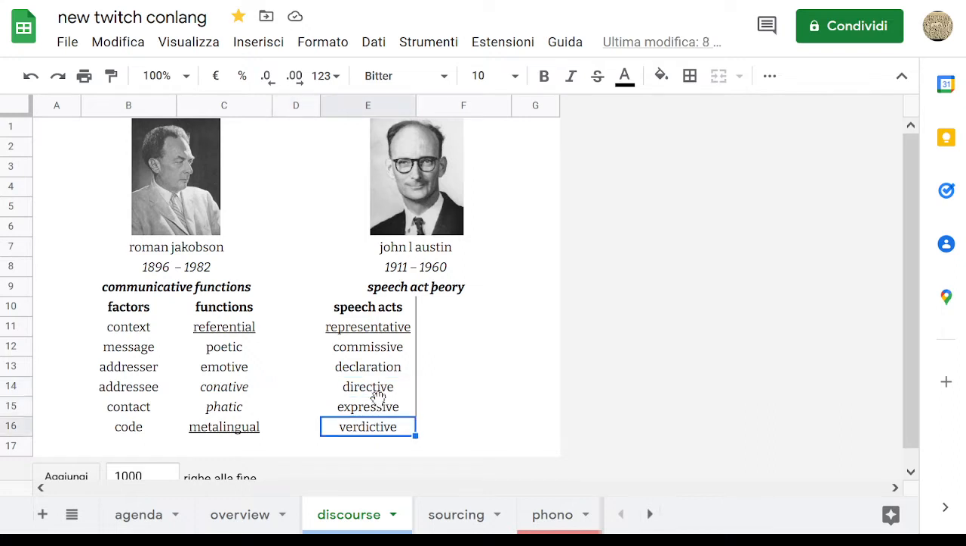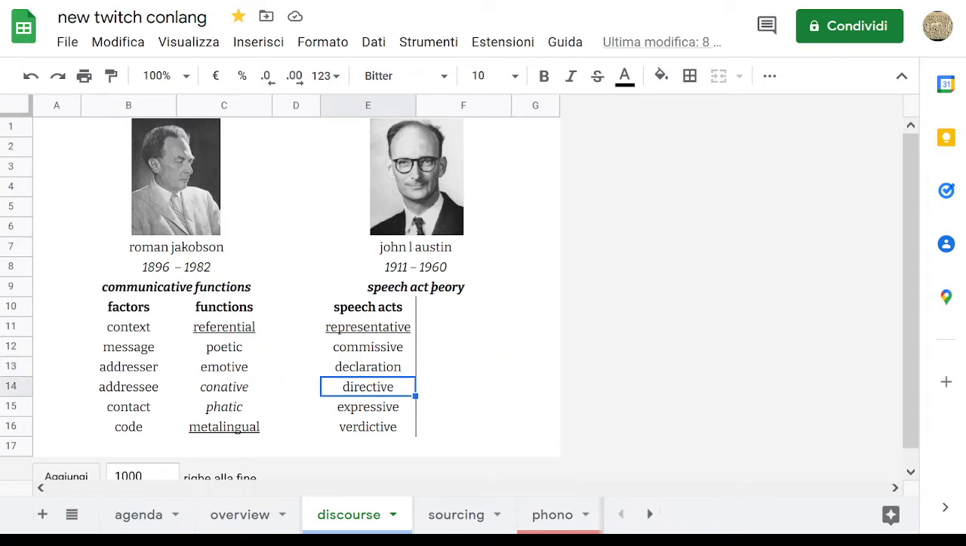Finally, we have verdictives. A verdictive is any sort of speech act that is providing an assessment of a situation. This can be a little bit difficult to distinguish from a declaration. For example, when I talked about a judge making a verdict, that's not a verdictive, that is actually a declaration, typically, because you are changing the legal status of the person by declaring whether they're guilty or innocent or sentenced to whatever they're sentenced to.